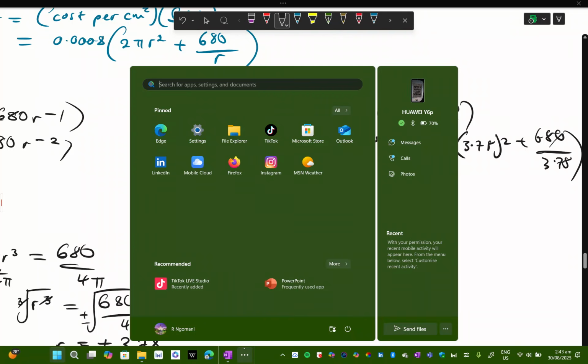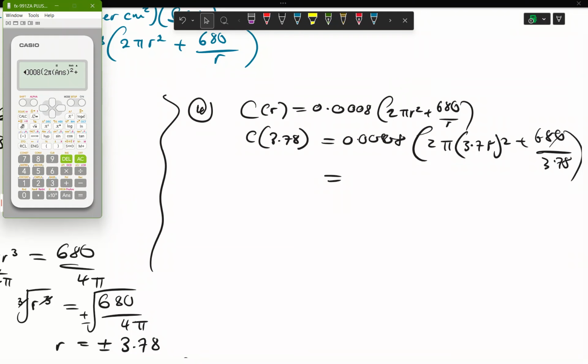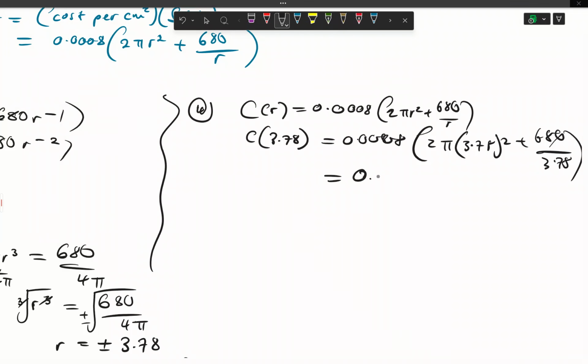I'll use my calculator now. 0.0008 multiplied by 2 into pi multiplied by the answer squared. Not ancestors, guys. Answer squared. I didn't say ancestors. Multiplied by answer squared. So this is what I have. 0.2. Let me just write it to 2 decimal places. 0.22, né? So 0.22.